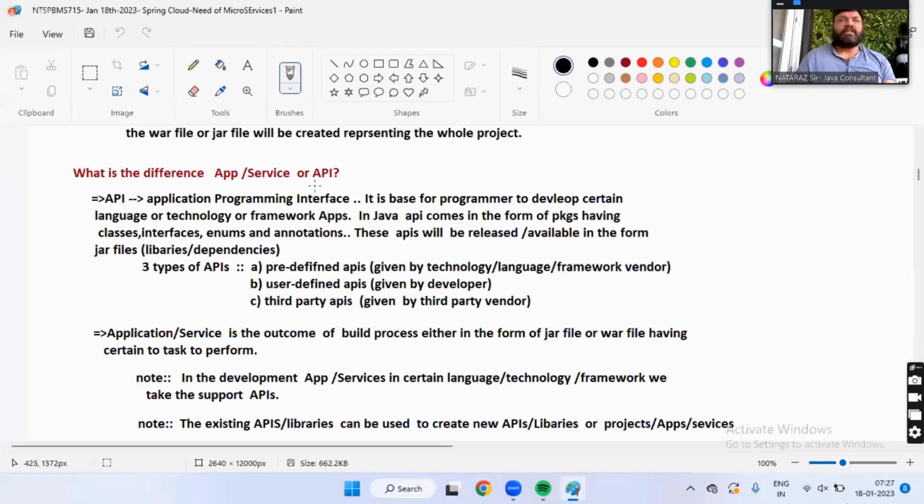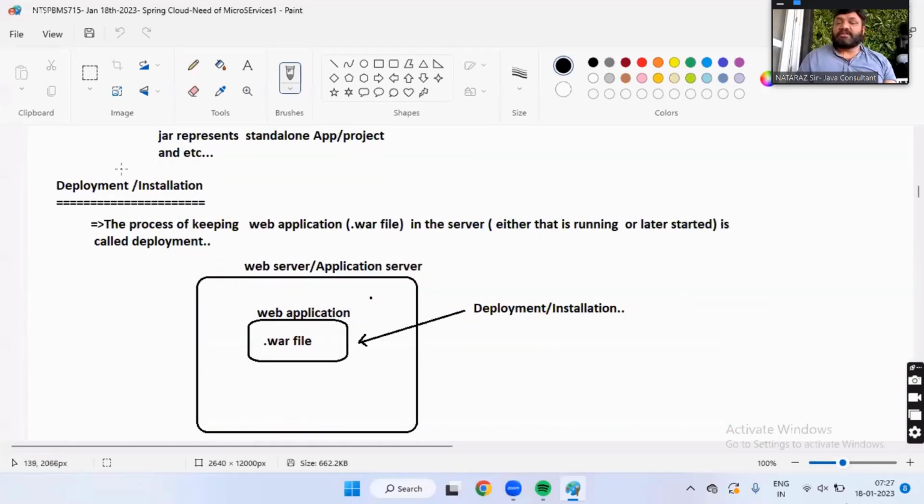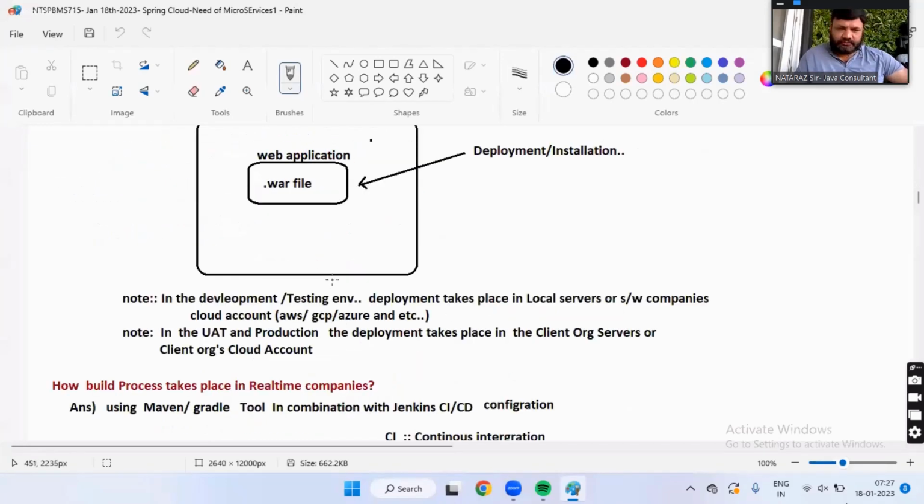When I say API, there are two types of APIs: one is library API, one is web service API. Then we discussed deployment. The process of keeping the developed application in the server, either a web server or an application server, is called deployment.